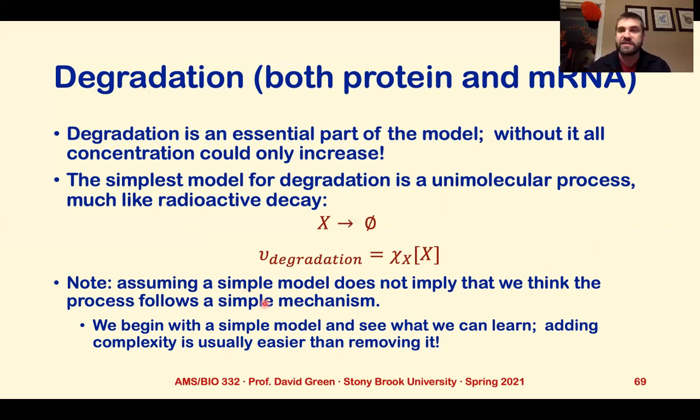Protein degradation is by far not a simple process. It is not fundamentally unregulated. It is not fundamentally even random in any real way. But we might start with a simple model and ask, how far can we get using this simplest degradation model?